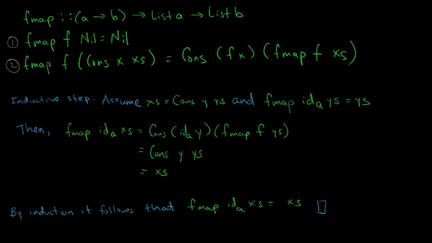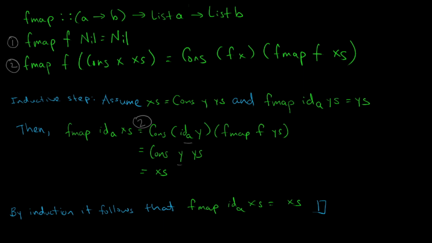So let's just compute this. fmap identity on A of x's. Well, let's just go by the definition, the second line of the definition of fmap. This is cons identity on A of y, and then fmap identity of y's. Well, the identity on A on y is just y, so that works out fine.